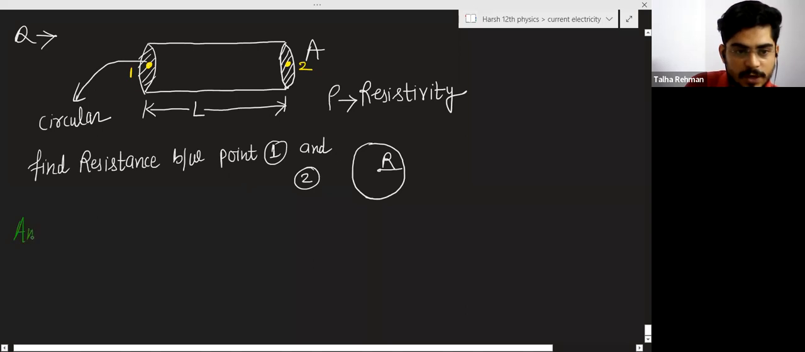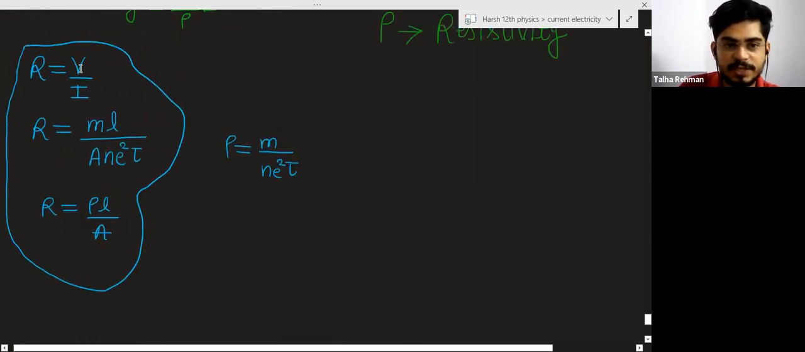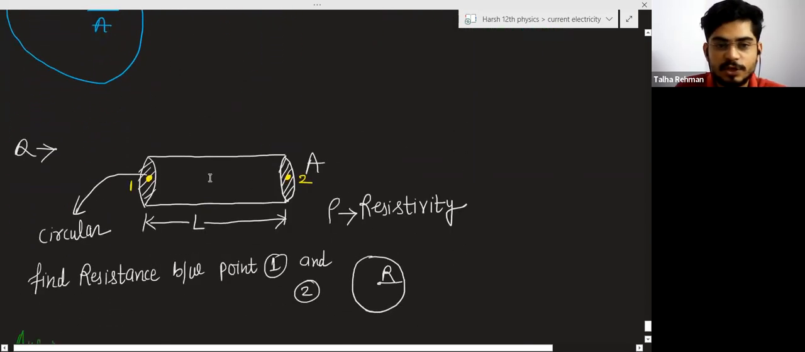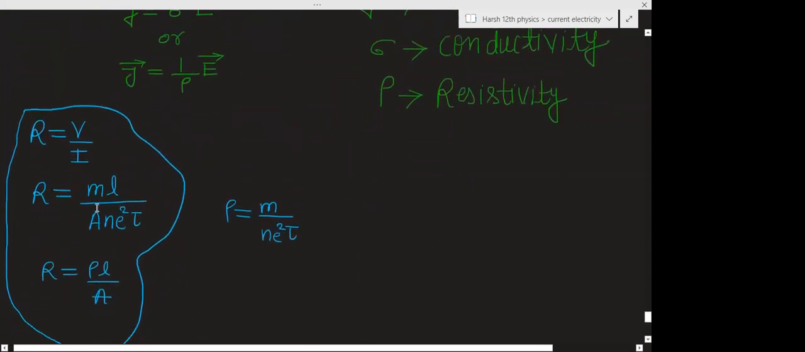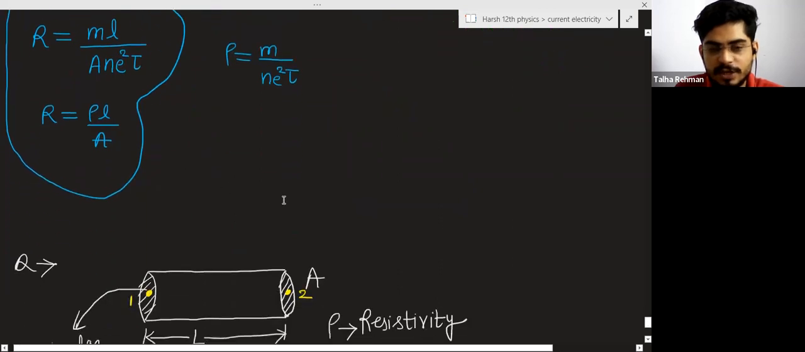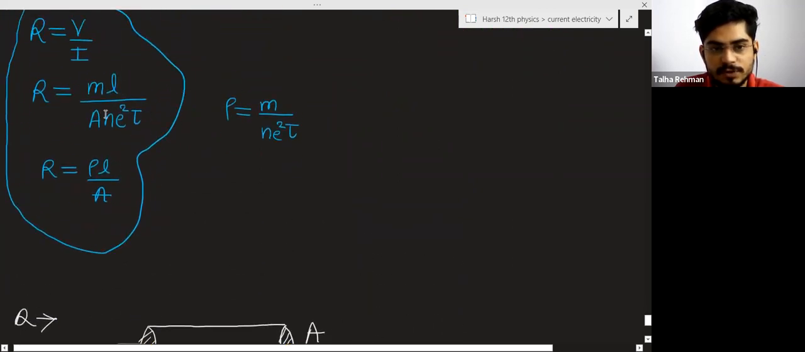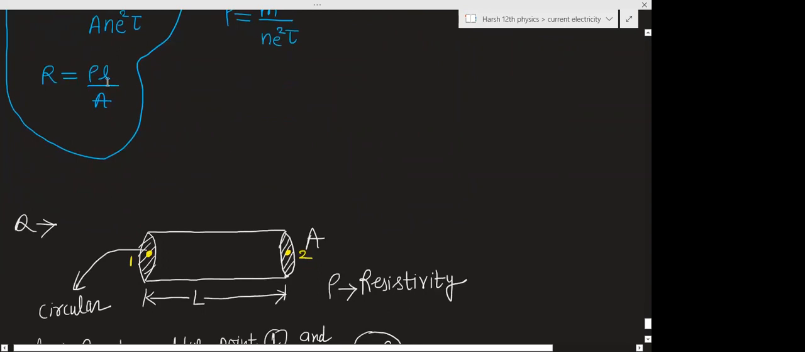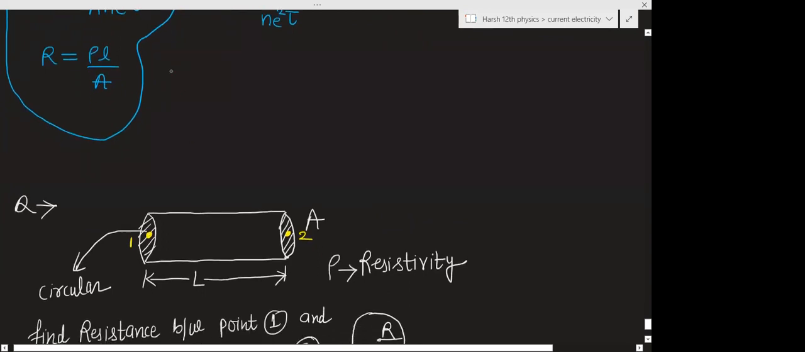So see here what I am going to do. We have the formula of resistance like this: potential difference divided by current. See, no current and no potential difference is given here, and mass and this is not given, so I will not use this formula also. We will use this formula.